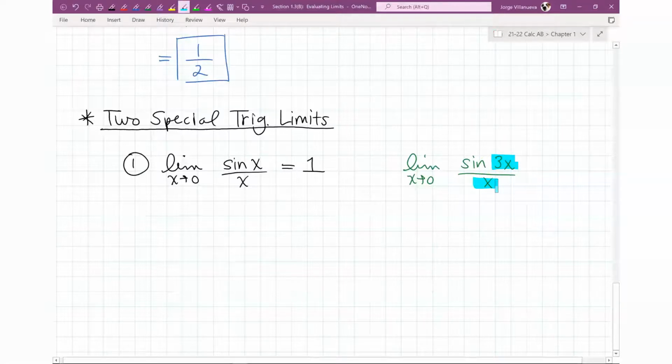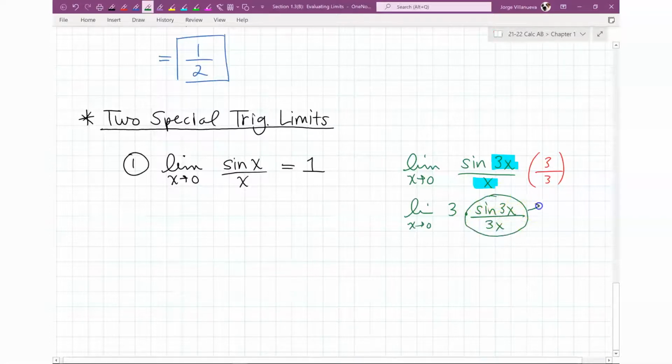A 3, right? But I can't just multiply the bottom by 3, right? What else do I have to multiply? The top. So I've got to multiply by 3 over 3, correct? So I'll multiply 3 over 3. So this problem will look like this. You follow? What's this equal to? That's a 1. So that means that this is 3 times 1, which is just 3.